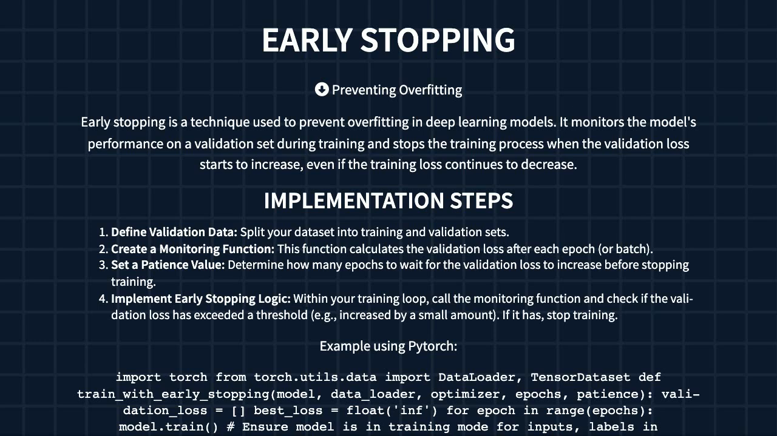And as you can see in this example code snippet, we implement this by calculating validation loss after each epoch and checking if it has gone above a certain threshold, usually a small increase. If it does, we halt training. It's all about preventing overfitting and getting a model that generalizes well to new data.